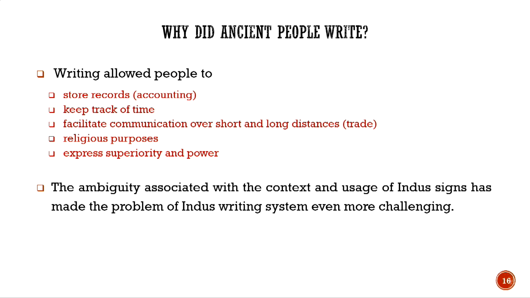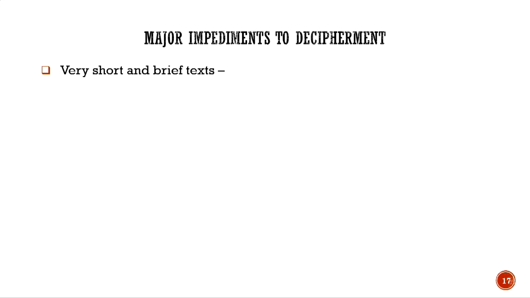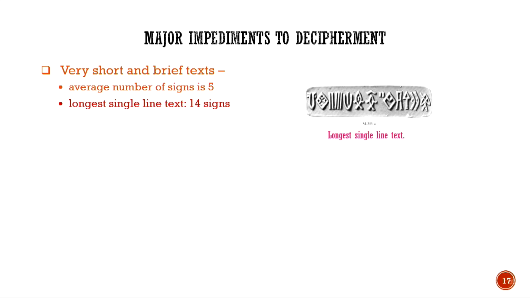But the ambiguity associated with the context and usage of Indus signs has made the problem of the Indus script even more challenging. And what adds to the challenge are the following things. The Indus texts are very short and brief. The average number of signs on an Indus seal is just 5. The longest single line text contains 14 signs, and the longest text, which is actually a prism-shaped object having the text on 3 sides, consists of 26 signs.